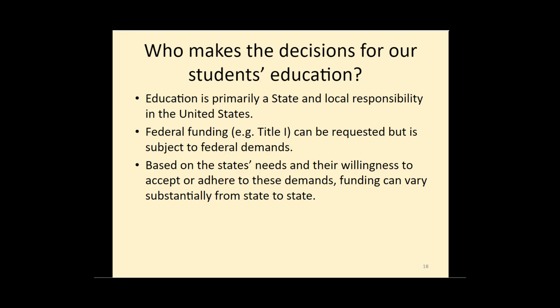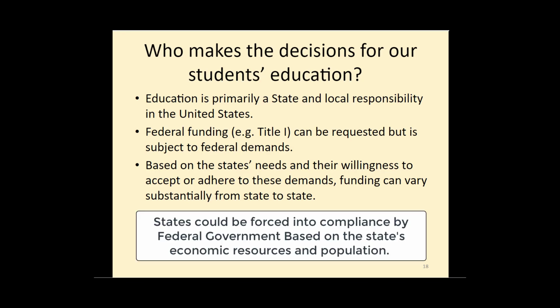Any federal funding that a state receives is subject to any federal demands placed on that funding. In summary, based on the state's needs and their willingness to accept or adhere to federal demands, funding can vary substantially from state to state. The federal government's power to impose certain demands on states can actually force states into compliance, especially states with a greater percentage of students at a lower income level.